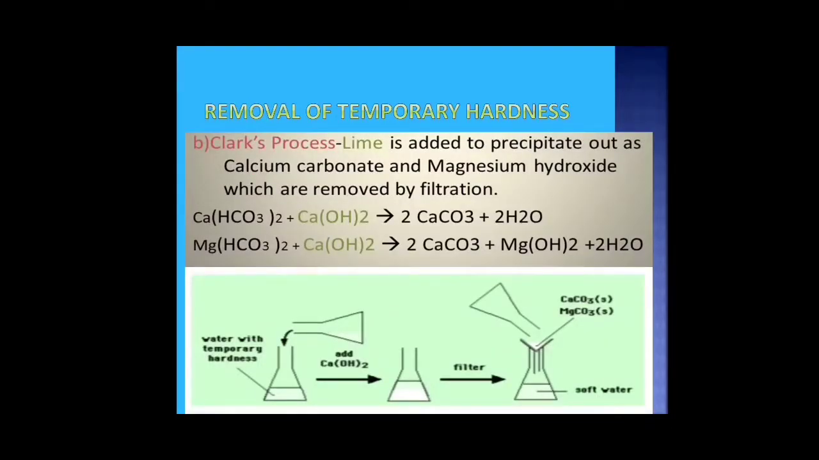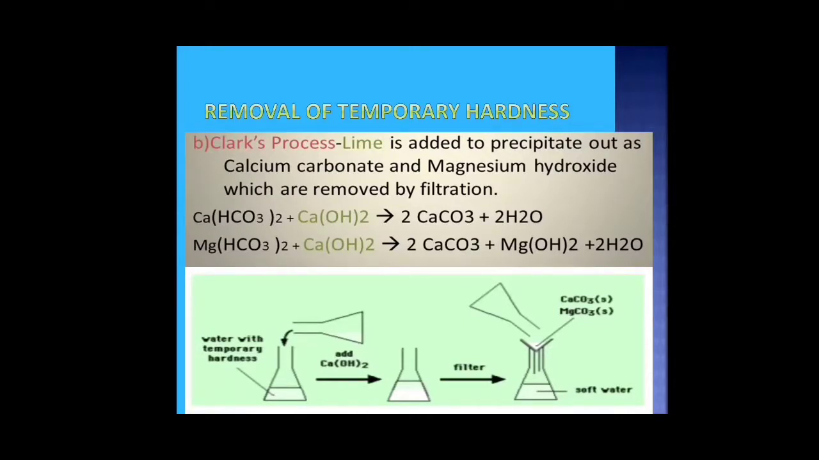Next one is removal of calcium bicarbonate by the process of Clark's process. In this process, lime is added to precipitate out as calcium carbonate and magnesium hydroxide, which are then removed by filtration. So if you have calcium bicarbonate, it reacts with lime, that is calcium hydroxide. It gives us calcium carbonate and water. So calcium carbonate can be filtered out very easily.